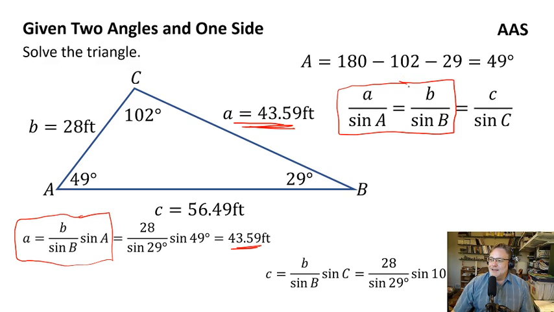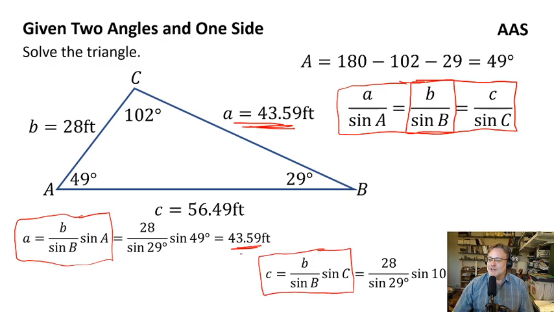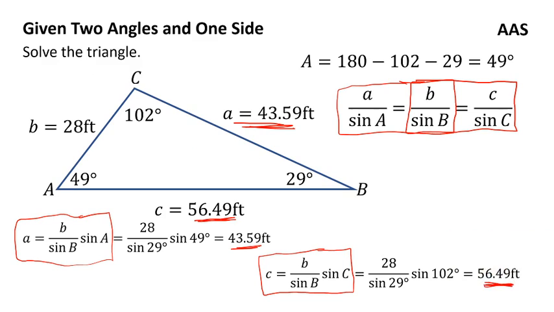In this instance, I'm taking this and solving for C by multiplying both sides by the sine of C. So this is just like what I did for finding A, and then it's just a matter of plugging everything in. And what I get here is 56.49 feet. We have solved the triangle. We found all the angles, all the sides of this triangle here. Let me make it so you can see that. 56.49 feet, and that's filled in here for this side.